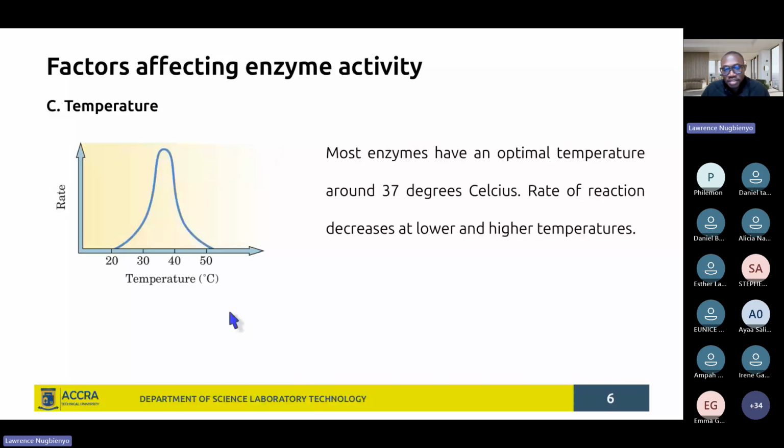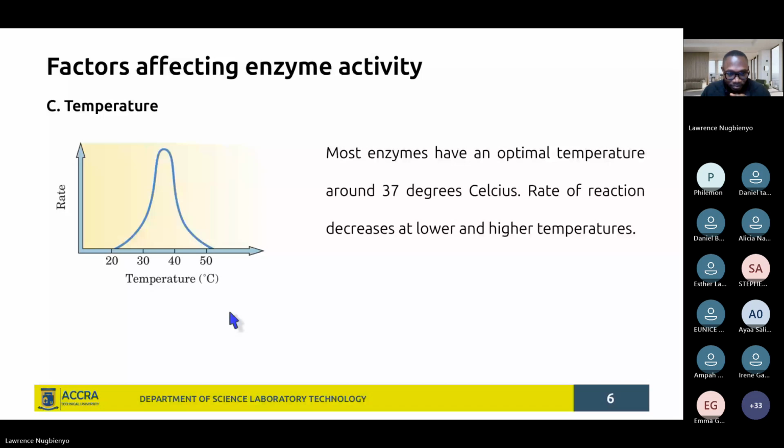Next is temperature. So usually, if we take, say, the human body, for instance, we say that our physiological temperature is 37 degrees Celsius. So it is at that temperature that you find to be optimal for the activity of enzymes. And remember, enzymes, we said, mostly are proteins.